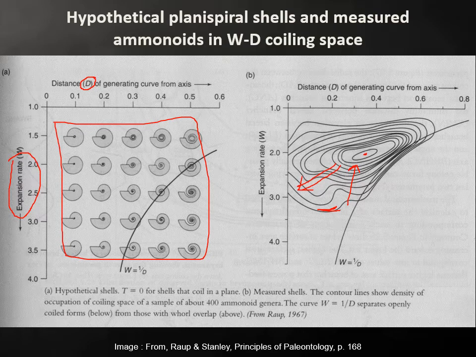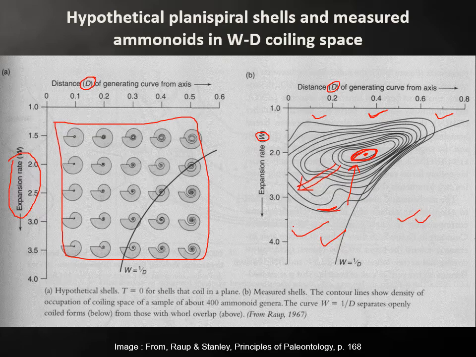Now you can see in this evolutionary binary plot, considering the distance from the axis of coiling and the whole expansion rate of cephalopod shells, that most of the shells are consisting around this point, and there are only few forms in this peripheral part, and the rest of these portions are basically vacant. There are no forms, no fossil forms or present day forms found having these parameter values, and here also these portions.